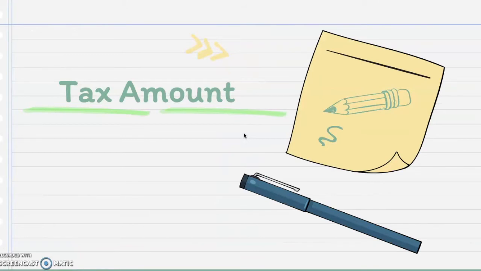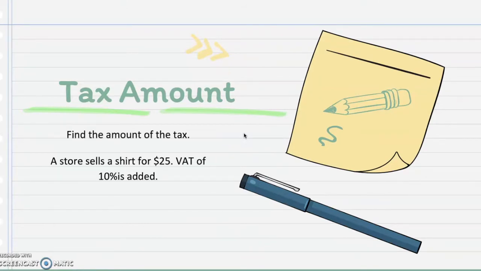Okay, example 1. Find the amount of the tax. A store sells a shirt for $25. VAT of 10% is added. So how will we find the tax amount? Just like finding the discount amount, we just need to multiply, change that percent into a fraction and multiply. So we have $25 times 10 over 100. And that gives us an answer.